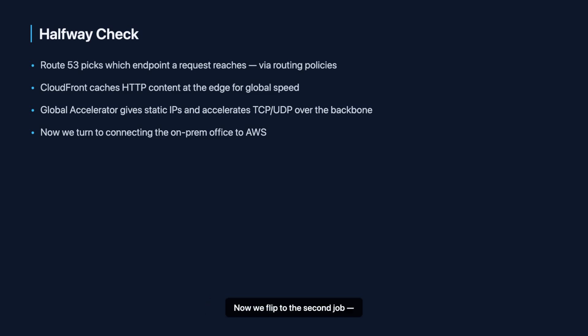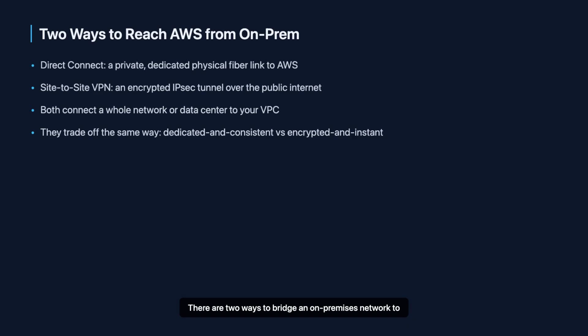Now we flip to the second job, connecting the client's on-premises office into Amazon Web Services. There are 2 ways to bridge an on-premises network to Amazon Web Services. Direct Connect is a private, dedicated physical fiber link straight into Amazon Web Services, your own line, bypassing the internet entirely. Site-to-site VPN is an encrypted IPsec tunnel that runs over the public internet.